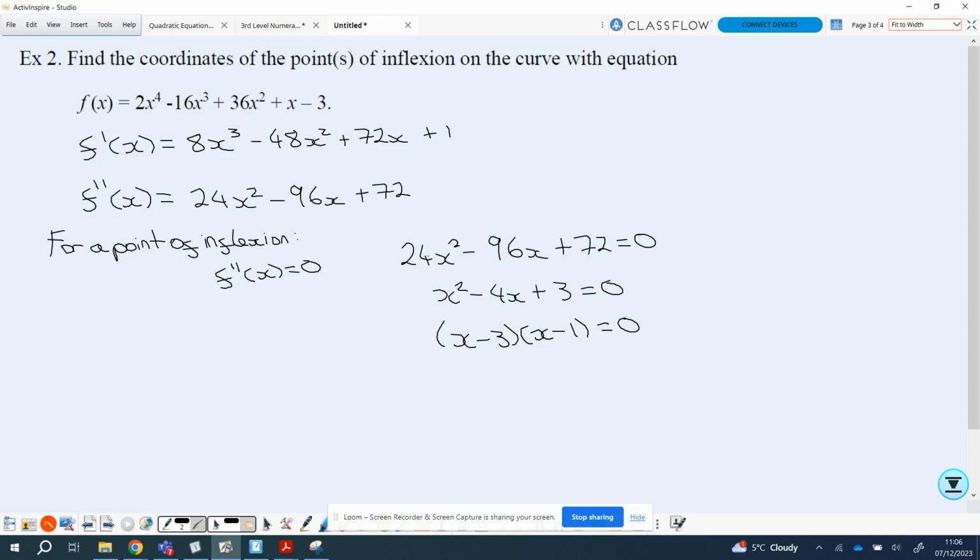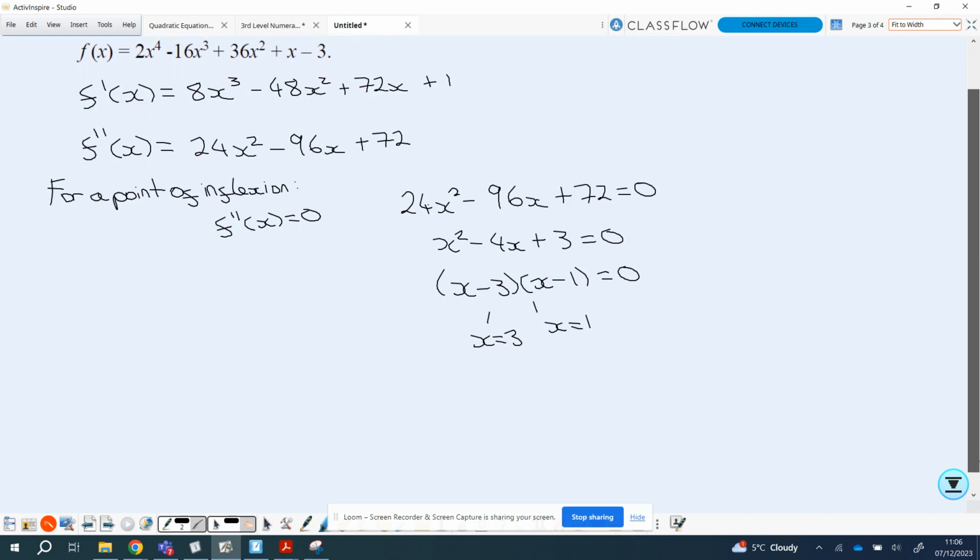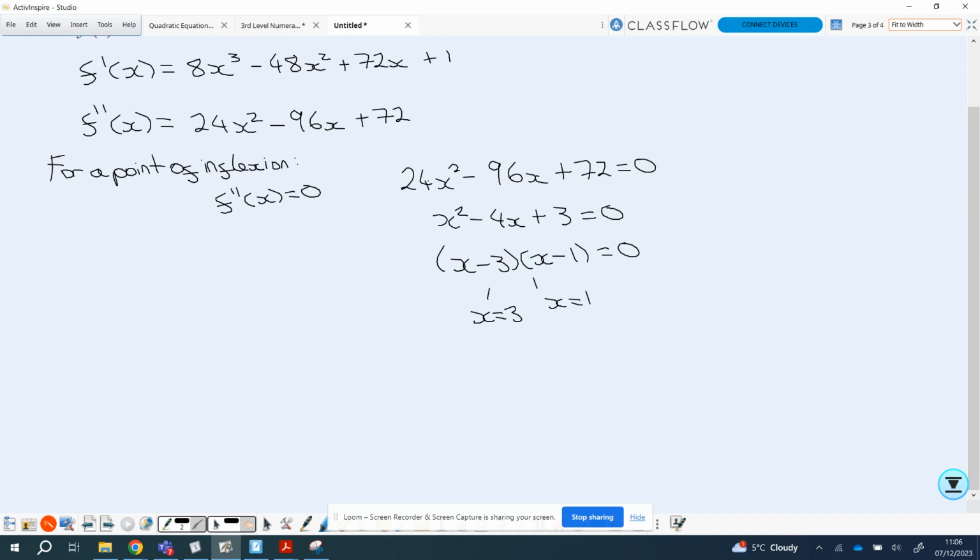(x − 3)(x − 1). So that will lead to two values, x equals 3 and x equals 1. Okay, so we found two points where we could have inflection. We don't know yet, we still need to sub in values just before and after each one. There could be inflection here, and if there is, those would be the two x values.